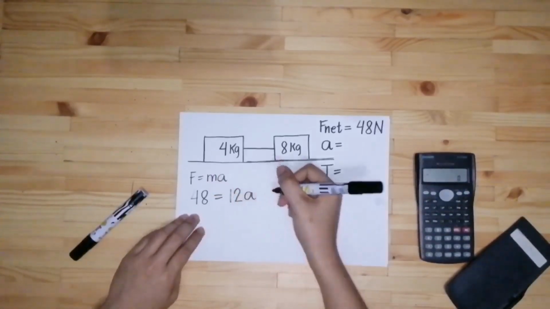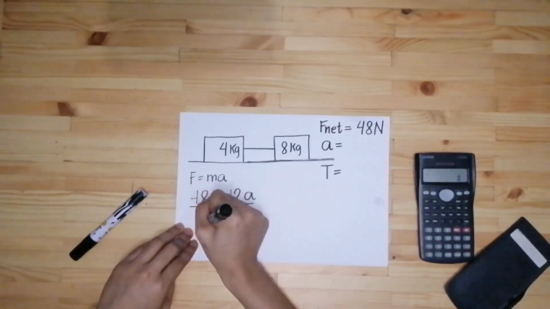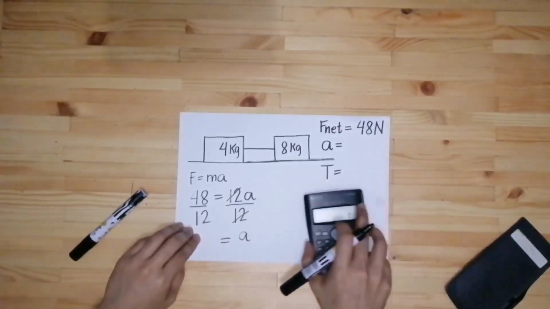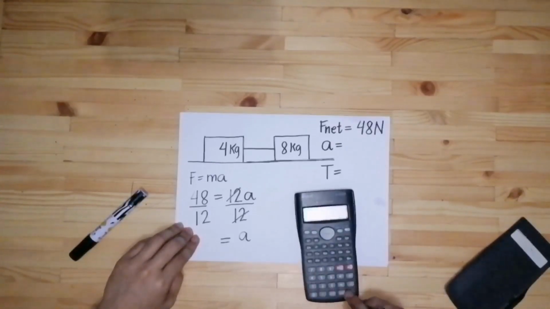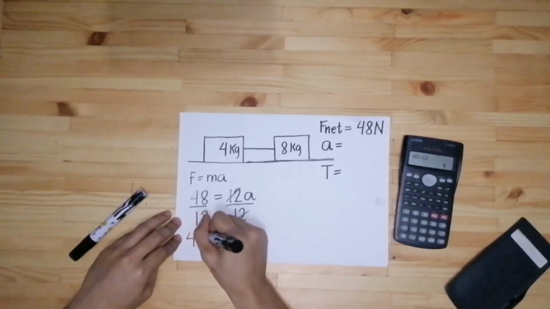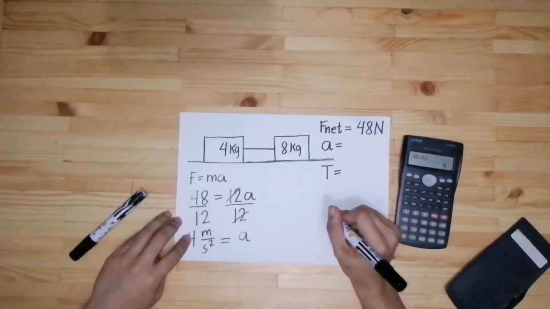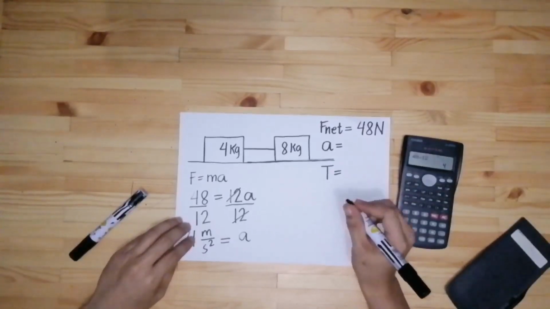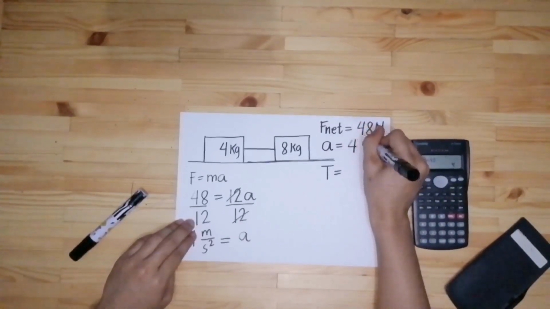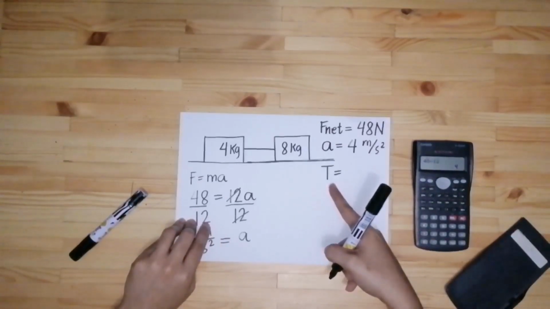Then, acceleration is what we are looking for. So, to get the acceleration, divide both sides by 12. We divide, cancel this. Equals A. Then, 48 divided by 12 is equal to 4. So, the acceleration is 4. The unit of the acceleration is meter per second squared. We all know that because I have said it already in my previous videos. So, we already have the acceleration, that is 4 meter per second squared. There is one more thing that we need to find, which is the tension force.